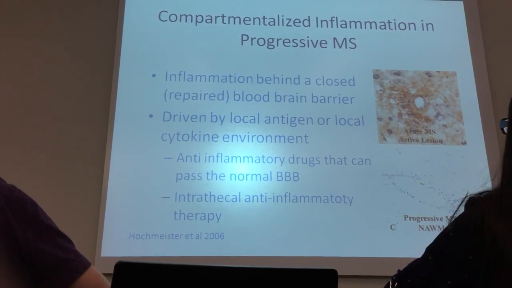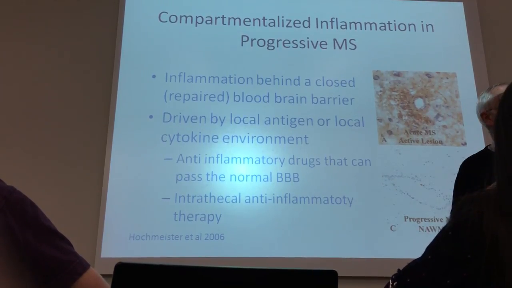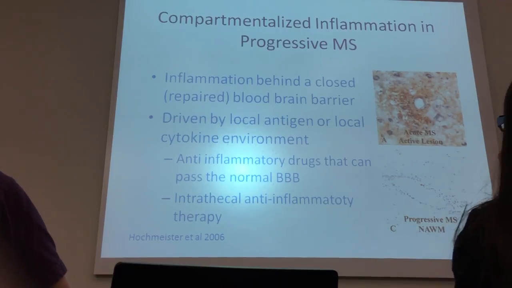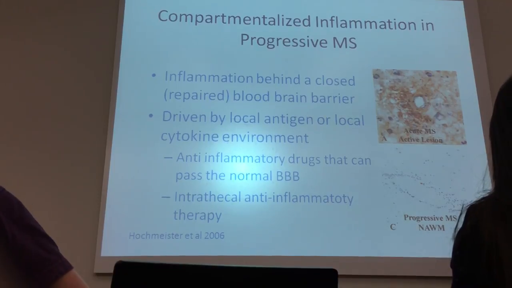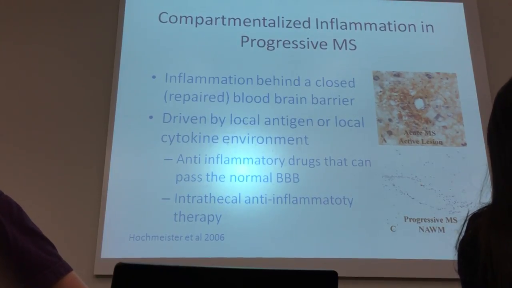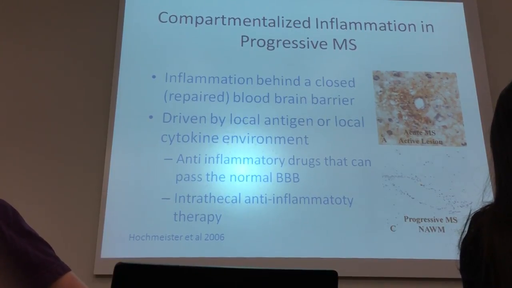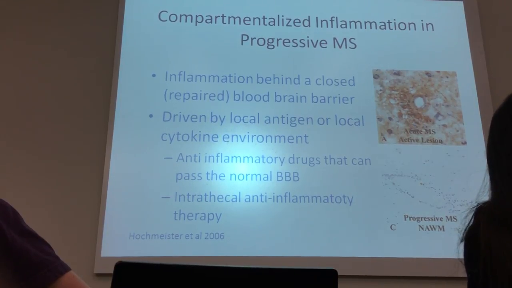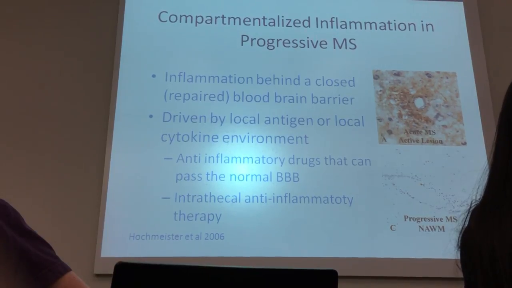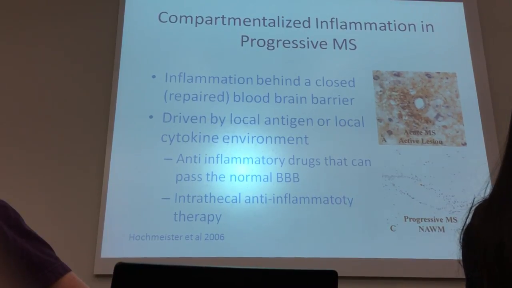Another difference is that in the early stages, the inflammation, which you see in the blue cells, is always associated with blood-brain barrier damage. That means new waves of inflammatory cells come from the peripheral immune system, pass the blood-brain barrier, induce a dysfunction of the blood-brain barrier, and enter the central nervous system and give rise to new lesions.